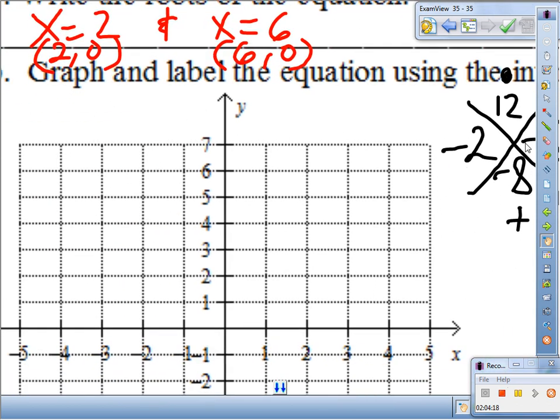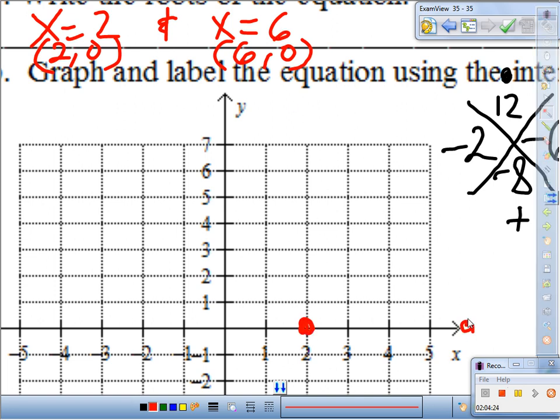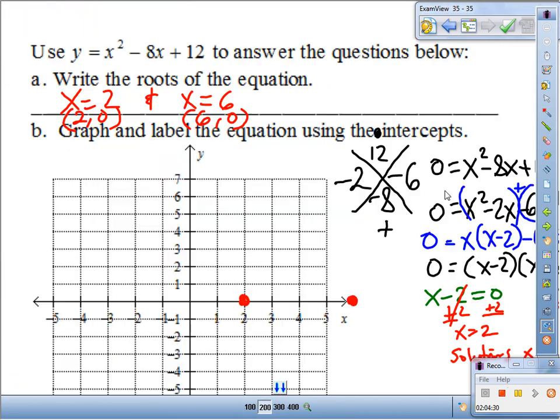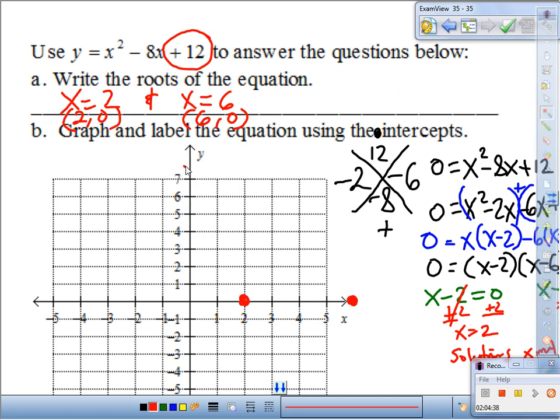Okay. X2 is right here. X6 is right there. And what other, let me zoom out. What other intercept do we need? The Y-intercept, which is 12, the constant. So let's see, 7, 8, 9, 10, 11, 12, way over here. All right. Therefore, from left to right, arrows at the end.